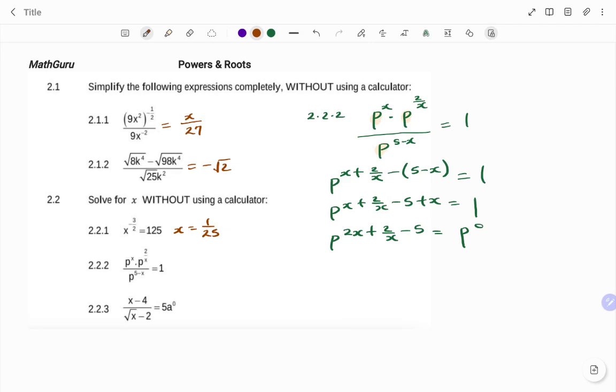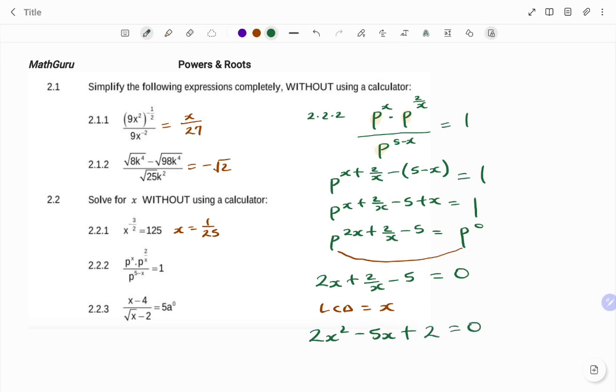And once I can make the bases the same on both sides, then I can equate the power. That will give me 2x plus 2 over x minus 5 equals to 0. To make it a linear equation, I have my LCD, or the lowest common denominator, that's x. So multiplying each of the terms by my LCD, I'm left with 2x squared minus 5x plus 2. I'm rearranging it so that it can be like a standard quadratic equation, equals to 0.